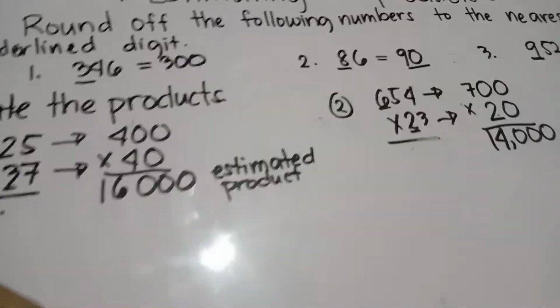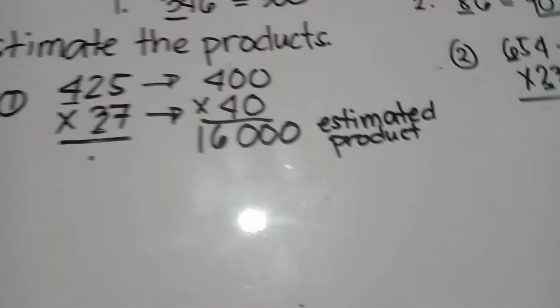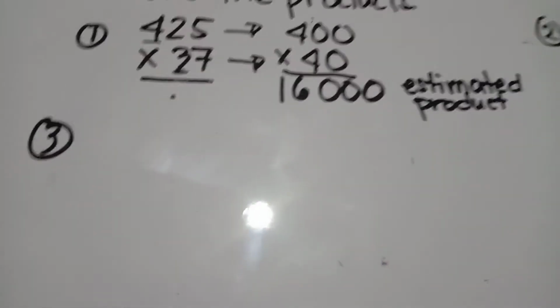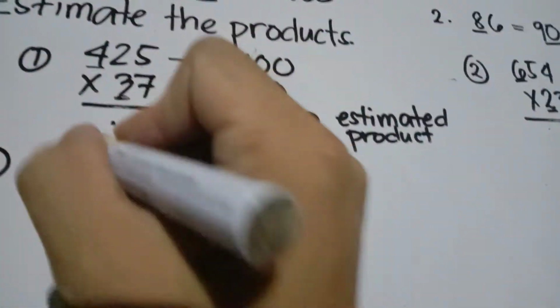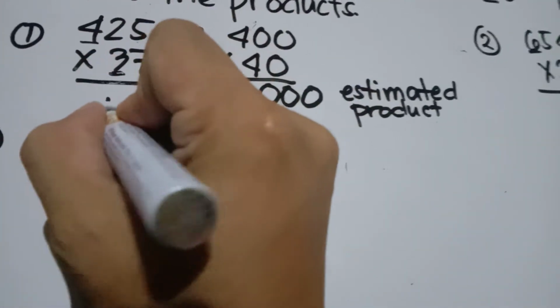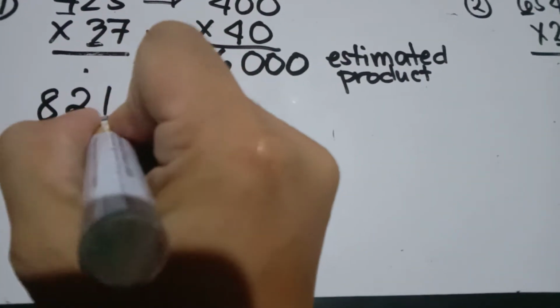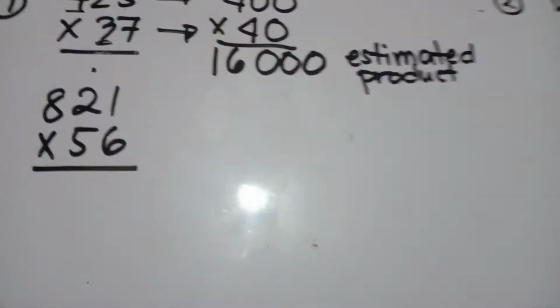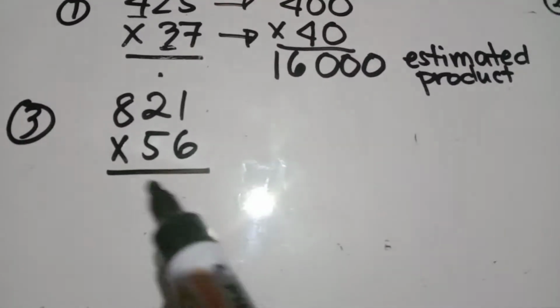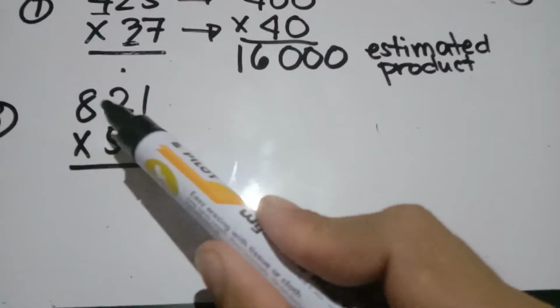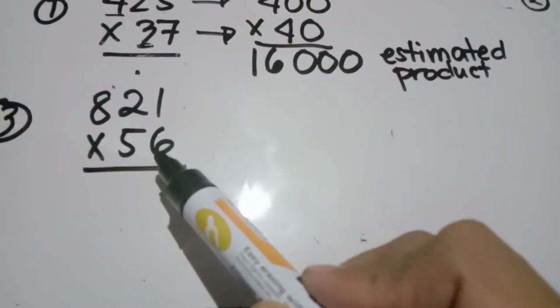Okay, another one. Let's have another example. Number 3. 821 times 56. We are going to find or estimate the product of 821 and 56.